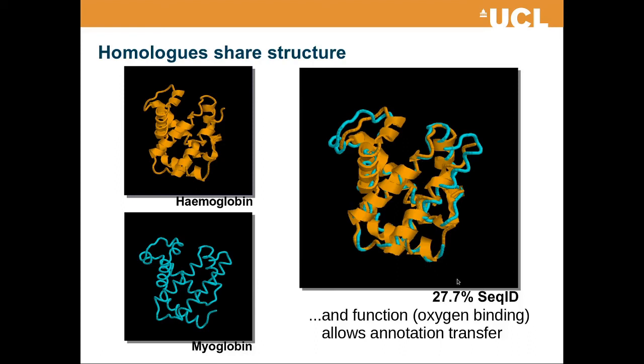Now, these actually only have 27.7% sequence identity. But not only do they share pretty much the same structure, they also share a very similar function, as I mentioned before, in oxygen binding. So obviously myoglobin is used for storing oxygen, hemoglobin is used for transporting oxygen, but this fact allows us to transfer annotations. In other words, if we find a novel protein and we can find a homolog, then we can transfer some information from that homolog in terms of the structure being similar and in terms of the function being similar.